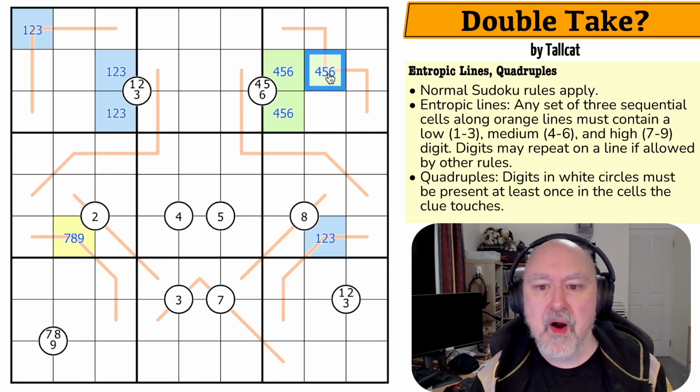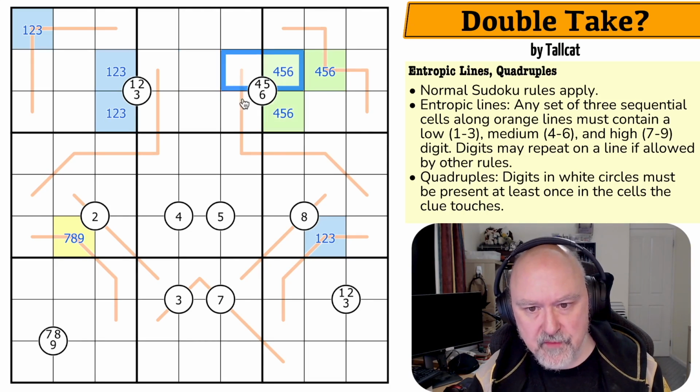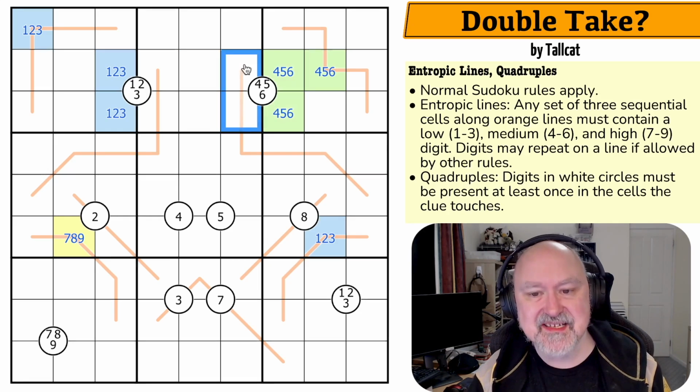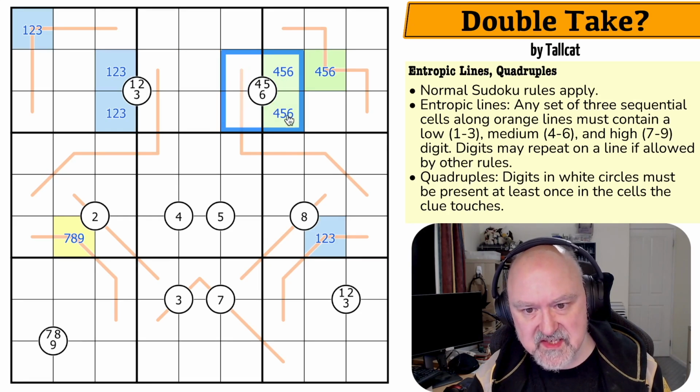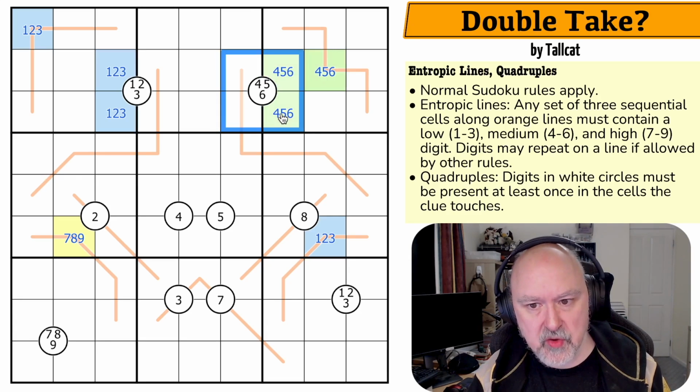Oh, whoa, whoa, whoa. And this one is even more powerful. Yes, it is. Because I have to put 4, 5, and 6 and something that isn't 4, 5, and 6 around this clue. Because the other one is either going to be low or high. I'm not sure which yet, but it's going to be low or high. So that digit has to go on this quadruple, because that digit is what the 4, 5, or 6 that has to go in one of those two.